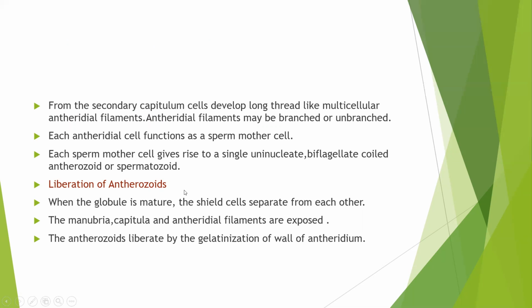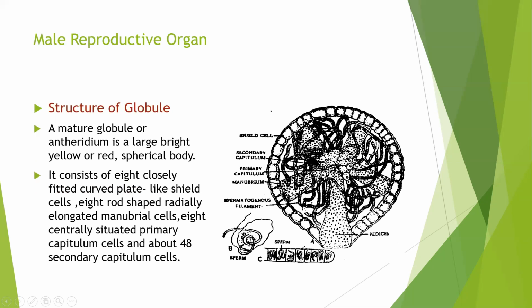Now, how is the liberation of antherozoids? These antherozoids are uninucleate biflagellate coiled structures. This is the antherozoid or the sperm or the male gamete, and these antherozoids are coiled uninucleate biflagellate structures.